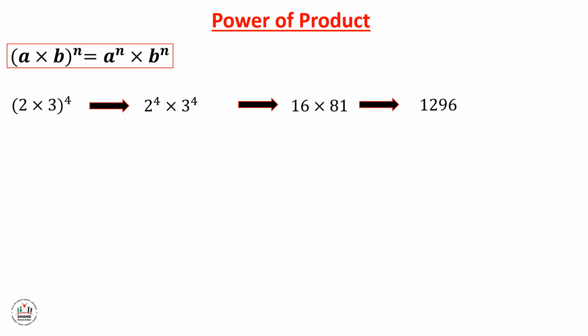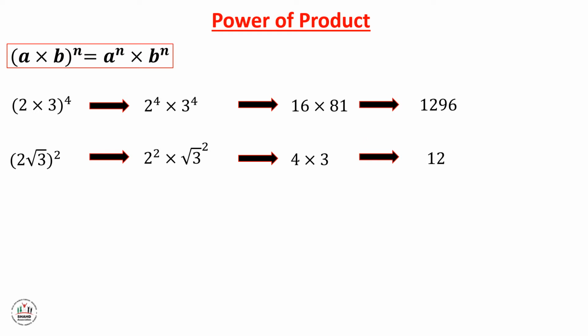times 81, and that's equal to 1296. In terms of radicals, (2 radical 3) square, again, we should write 2 square, the square goes for 2, and for radical 3. So it's equal to 2 square times radical 3 square. 2 square equals 4, radical 3 square equals 3. The square and radical eliminate each other. The final answer is equal to 12. 4 times 3 equals 12.